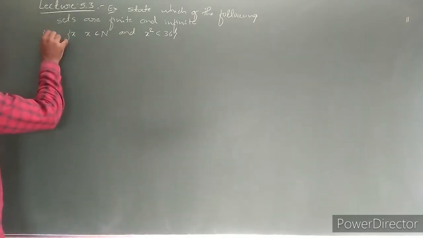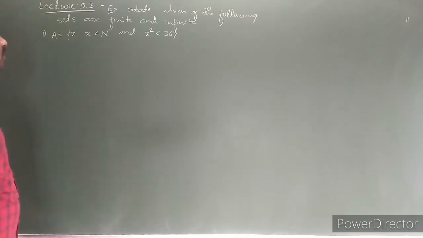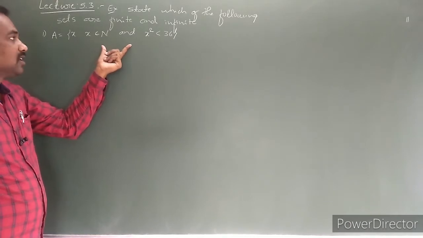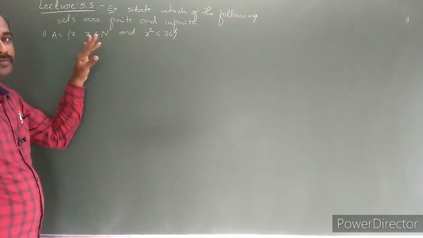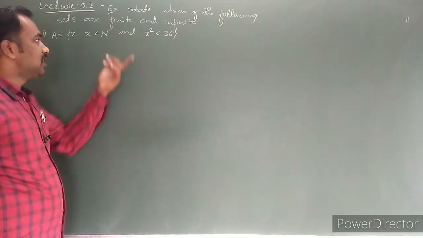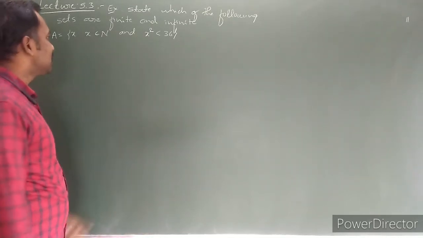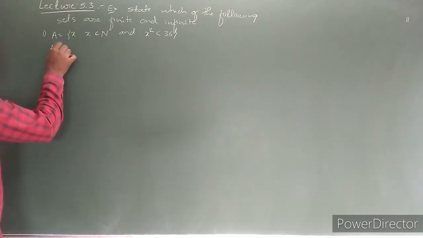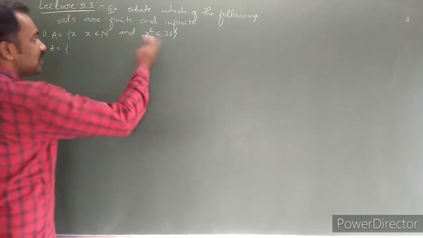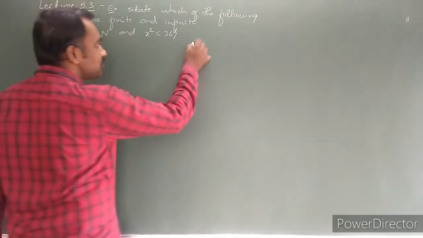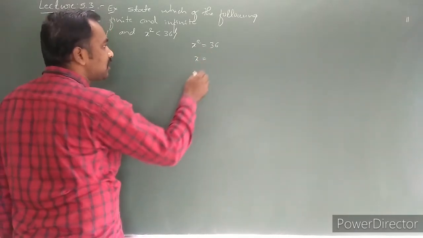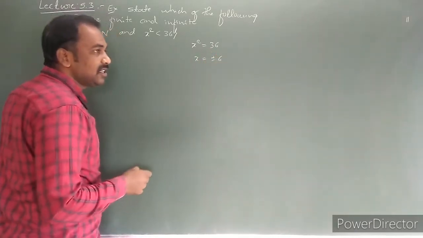I just name this set as A, let A be equal. Which form of the set is it? It is the set builder form. Now we can directly say whether it is finite or infinite. If you are not getting this point, let's write it in roster form. x is a natural number and x square is less than 36. Suppose x square is equal to 36, what will you get? x is equal to plus or minus 6.